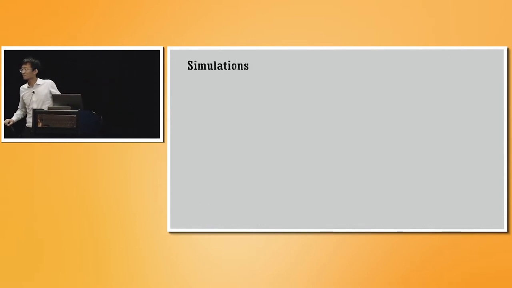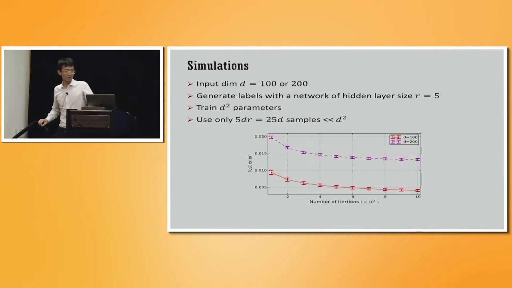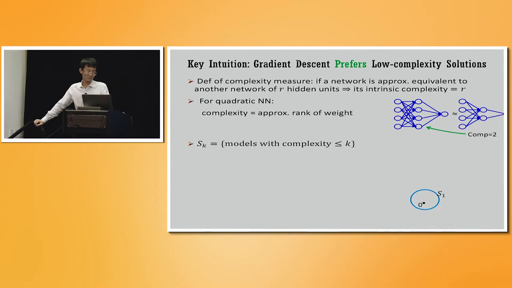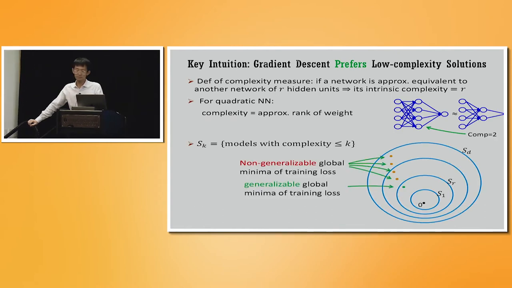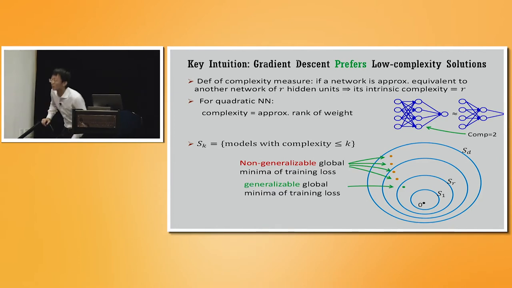Question? Yeah, can you show the drawing in the next slide again? This one? Why does the algorithm start with a low complexity point? Why is the initial point of the optimization low complexity? Sure. So, we start very close to zero. The reason why we cannot start exactly at zero is because zero is a saddle point. You never move.